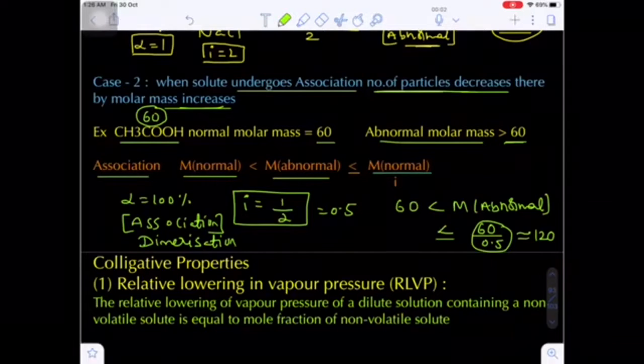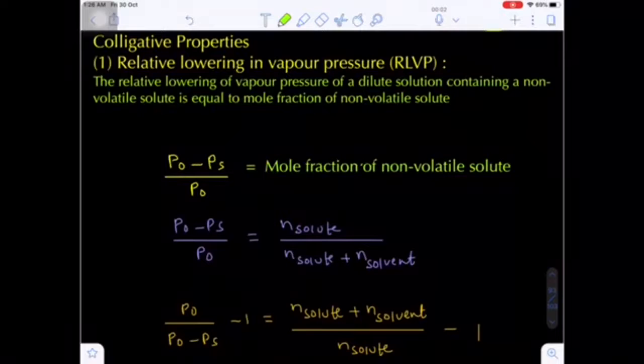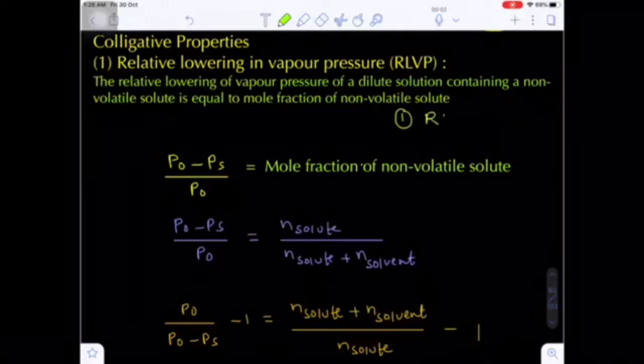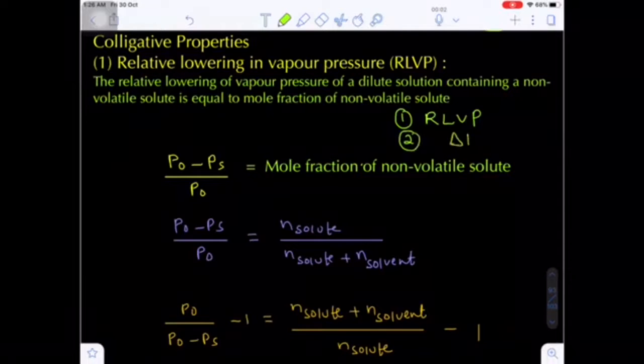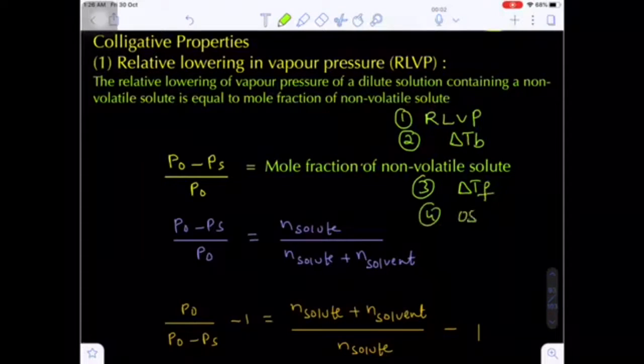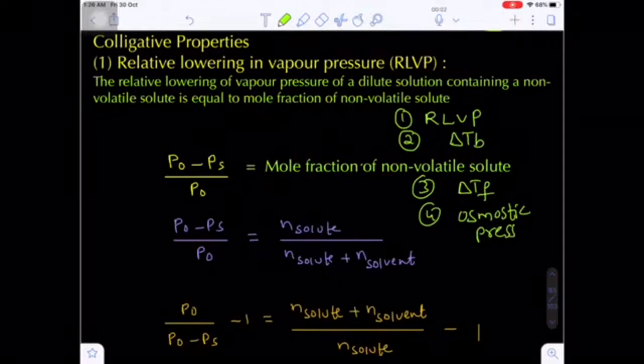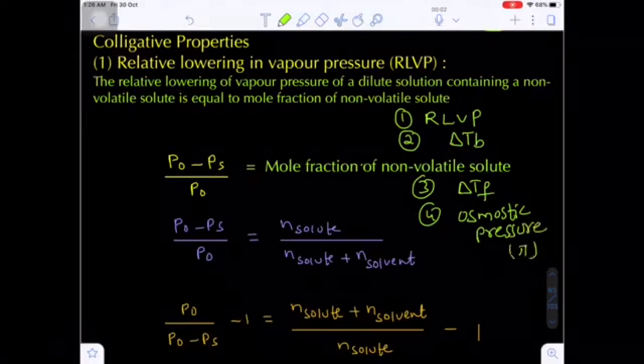Less than 120. Okay. Now in today's lecture, the first topic is colligative properties. How many types of colligative properties are there? Four types. What are those? Number 1, relative lowering of vapor pressure of a solution. Number 2, elevation in the boiling point, that is called delta TB. Number 3, depression in the freezing point, that is called delta TF. And number 4, osmotic pressure. So these are the total 4 colligative properties which we have to discuss.